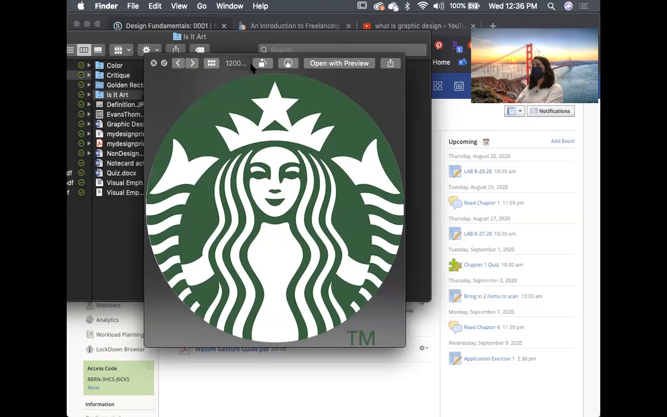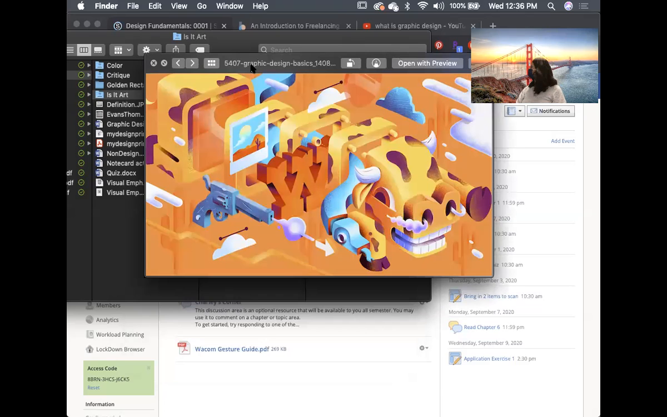Is that art? It's a logo, Starbucks. I would say it's art. Again, going back to those deliberate choices and decisions in using software and things like that. Kind of the same thing: deliberate decisions, choices, creativity.